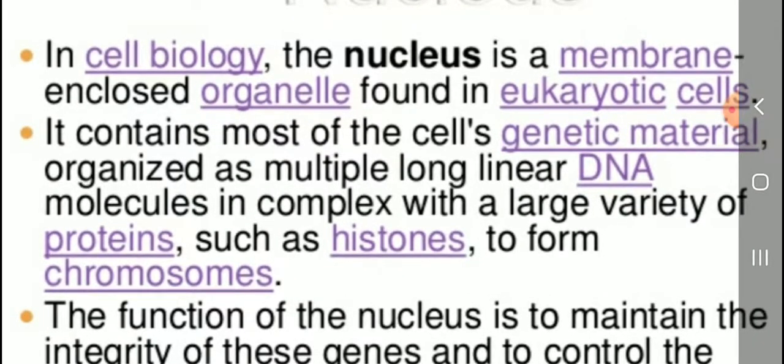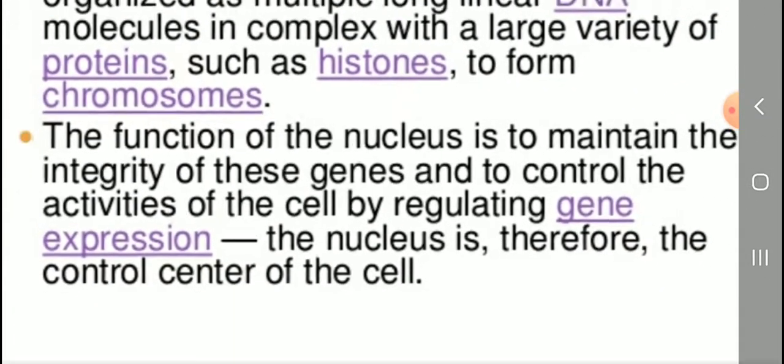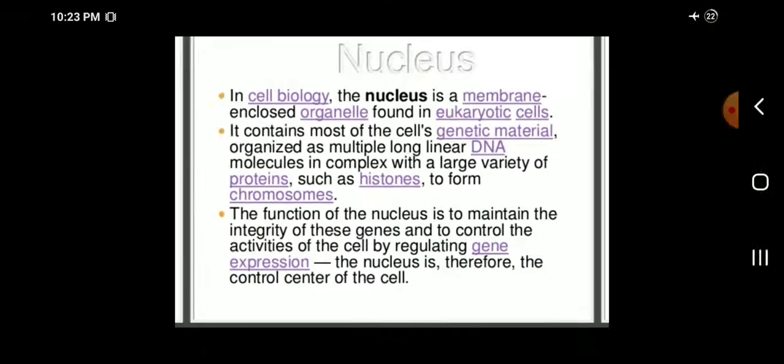The organism has multiple long linear DNA molecules in complex with a large variety of proteins such as histones to form chromosomes. The function of the nucleus is to maintain the integrity of these genes and to control the activities of the cell by regulating gene expression. That is gene expression.